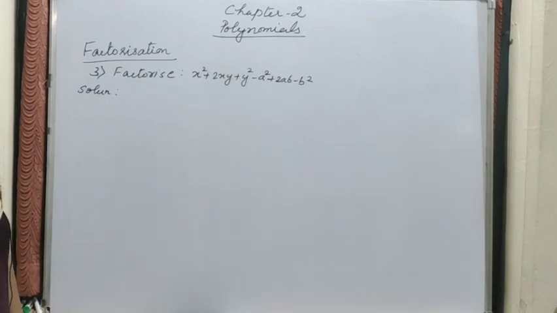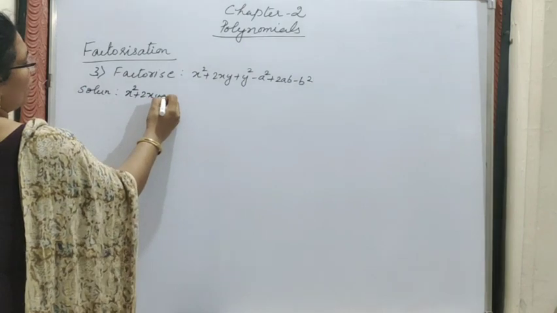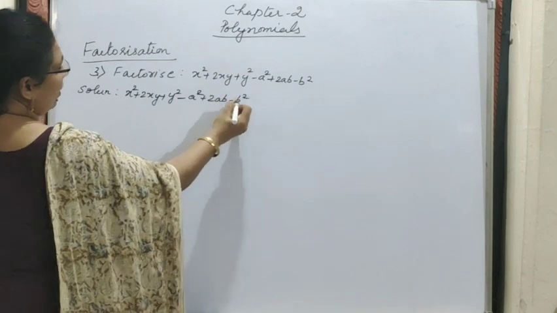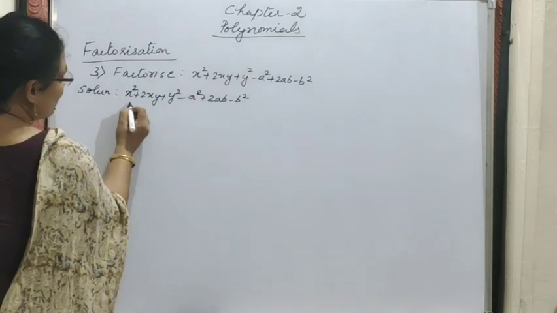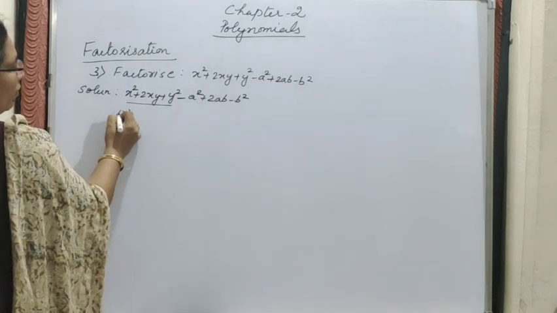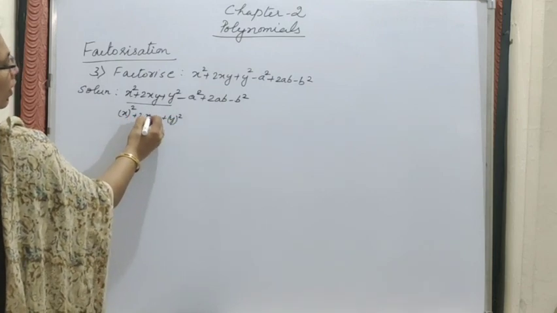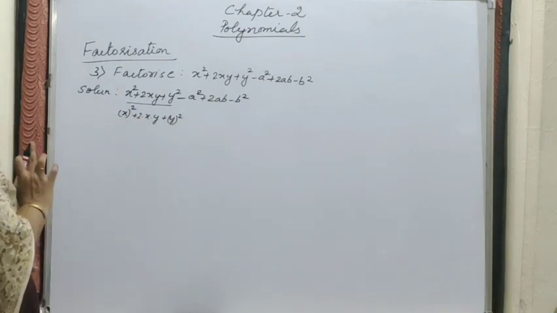Third question: factorize x square plus 2xy plus y square minus a square plus 2ab minus b square. So I'll take down the question first. x square plus 2xy plus y square minus a square plus 2ab minus b square. Now if you go for these, 6 terms are there. If you consider only the first 3, what is it in the form of? It is in the form x whole square plus y whole square plus 2 into x into y, just like a square plus b square plus 2ab. So all 3 terms are there.